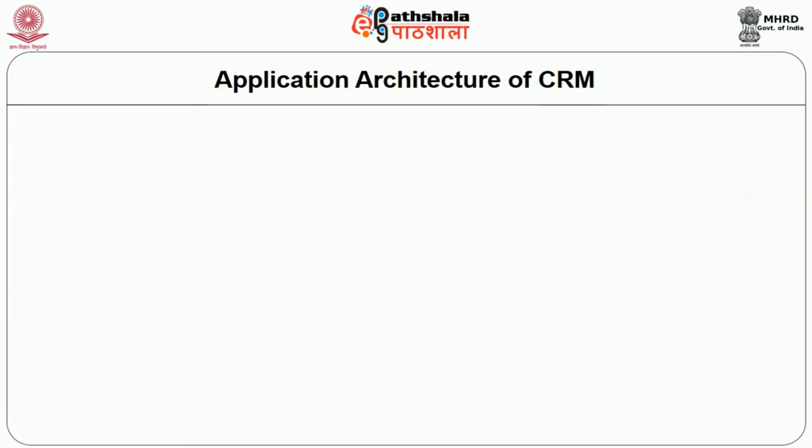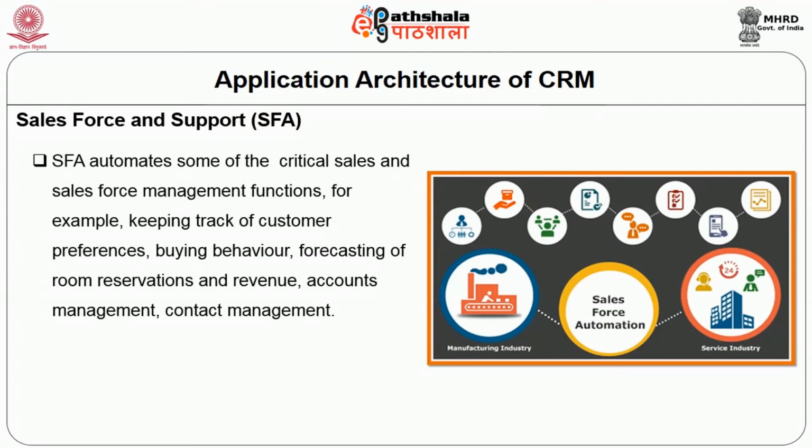According to Gartner Group, the operational part of CRM typically involves three general areas of business. The first one is sales force automation, which we call SFA. This automates some of the critical sales and sales forecast management functions, for example, keeping track of customer preferences, buying behavior, forecasting of room reservations and revenue, accounts management, and contacts management. These tools are designed to improve the sales productivity of the hotel.